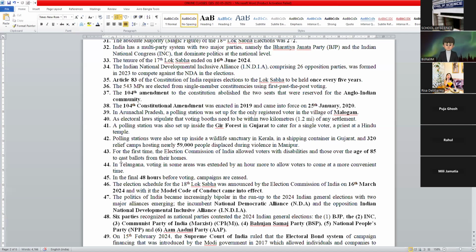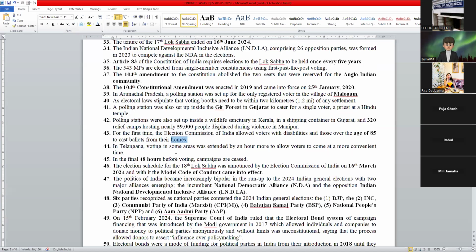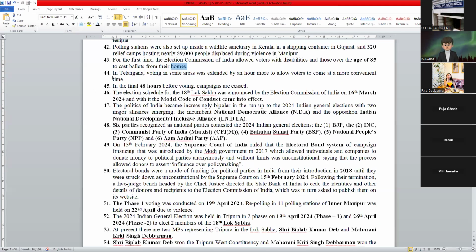Point number 43. For the first time, the Election Commission of India allowed voters with disabilities and those over the age of 85 to cast ballots from their homes. Point number 44. In Telangana, voting in some areas was extended by an hour more to allow voters to come at a more convenient time. Point number 45. In the final 48 hours before voting, campaigns are ceased.